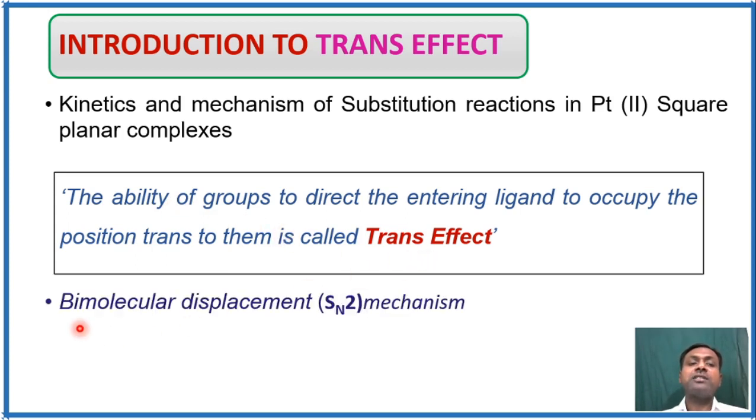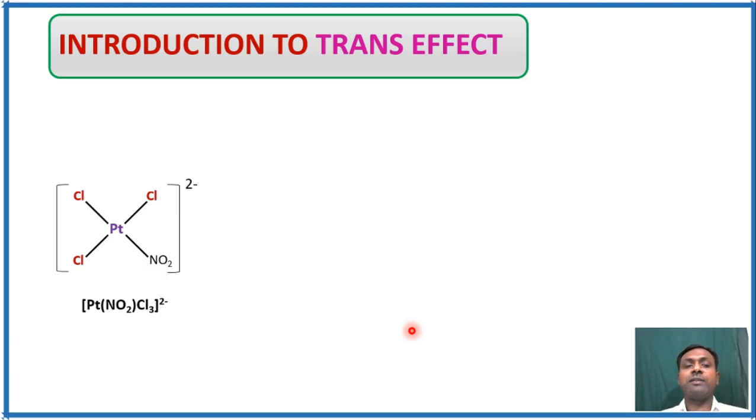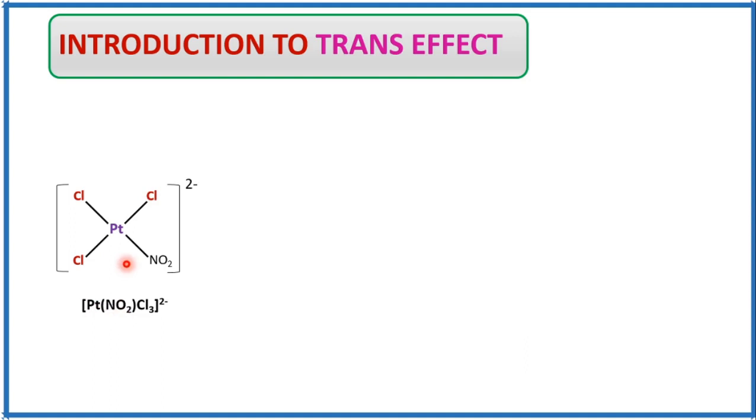And these reactions are bimolecular displacement reactions, that means they proceed by SN2 mechanism. Here we will understand the trans effect and its importance with one example. We will take a platinum 2 complex, a square planar complex of platinum 2. Here 3 chloro groups are around the platinum and one nitro ligand is also there.